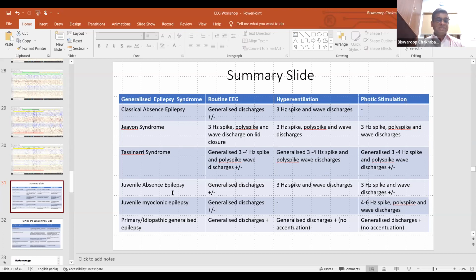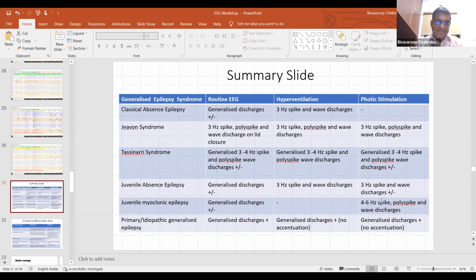Then you have juvenile absence epilepsy. We saw in EEG, generalized discharges, routine EEG, 3 hertz spike and wave, both with hyperventilation and photic stimulation. Juvenile myoclonic, you see 4 to 6 hertz spike, polyspike and wave discharges that we saw in one of the EEGs. And then in primary generalized epilepsy, which otherwise doesn't fit into any of these and mainly comes with GTCS, you see these generalized discharges even on routine record, on hyperventilation, on photic stimulation, but it doesn't get accentuated by either hyperventilation or photic stimulation.